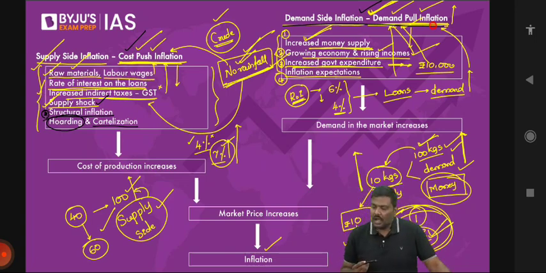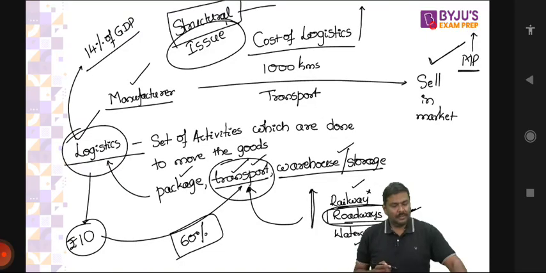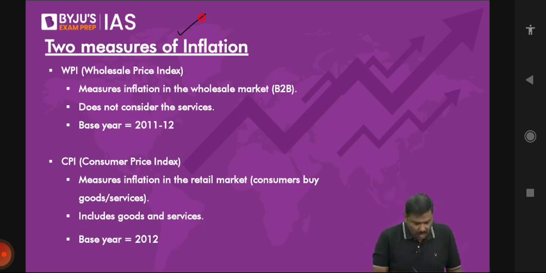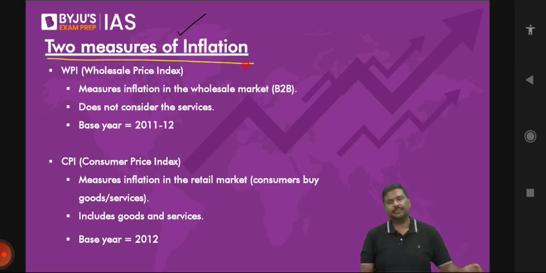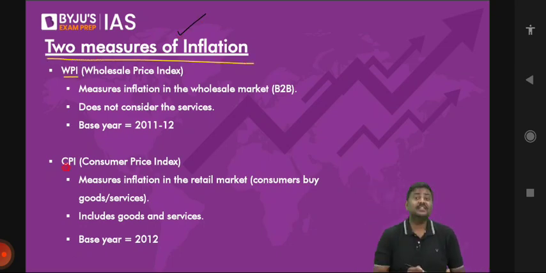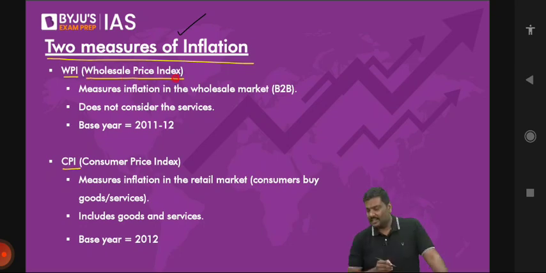Okay, let me go to the next one. How do we measure inflation? Two measures of inflation. One is WPI, the second one is CPI. What is WPI? Wholesale Price Index. CPI, Consumer Price Index. So WPI is Wholesale Price Index, CPI is Consumer Price Index.